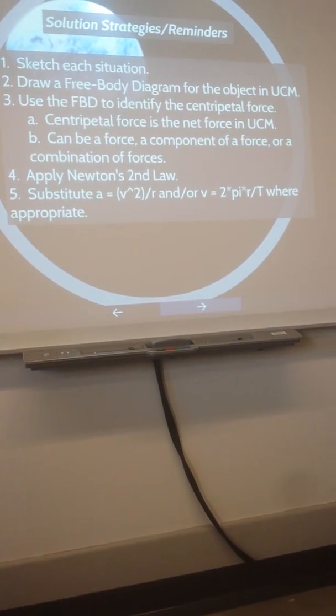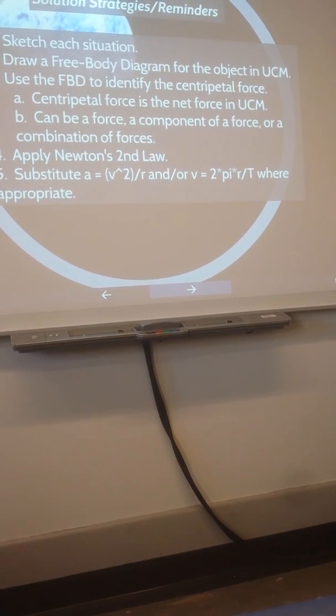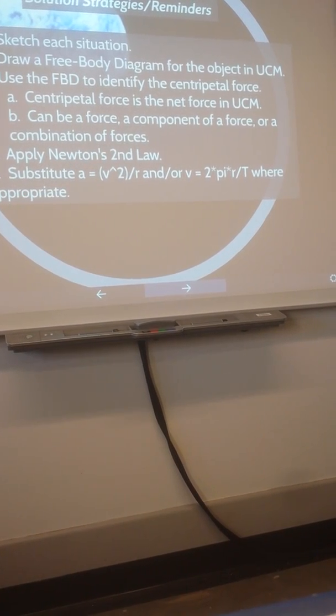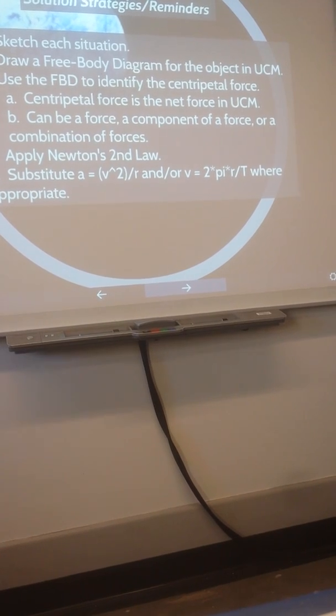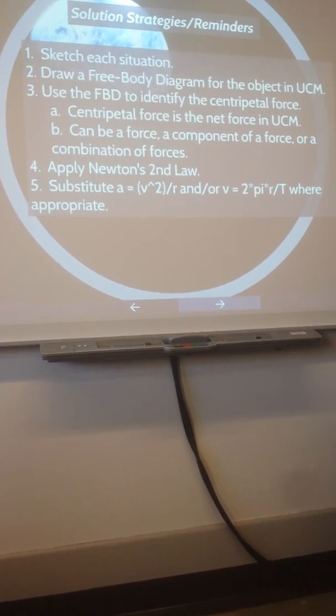You guys remember the rubber stopper lab? The string was at an angle. The tension in the string was at an angle. Only the component that pointed in toward the center of the circle was actually the centripetal force. The vertical component of that tension was just balancing out the force of gravity.